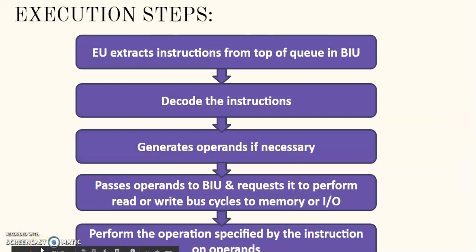These are the execution steps. As I have already explained, the execution unit extracts the instructions from the instruction queue, which is present in the bus interface unit. Then it decodes the instruction, then generates the operands if required for the execution of the operation. Then it is given to the BIU, the bus interface unit, and requested to perform the read or write bus cycle and perform the operation specified by the instruction and operand.